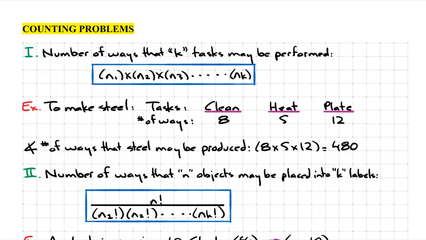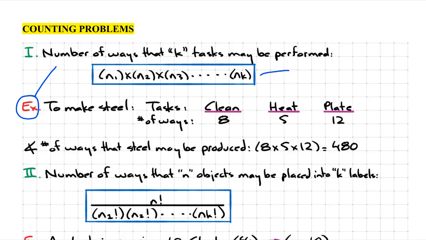Counting problems. In the first case, we want to see the number of ways that k tasks may be performed, and this would be the framework. Now, the advice I have for you, ladies and gentlemen, is instead of trying to memorize these frameworks, try to recall the examples we're going to use under each of these scenarios, because then you'll be able to recall the process much easier during the exam.